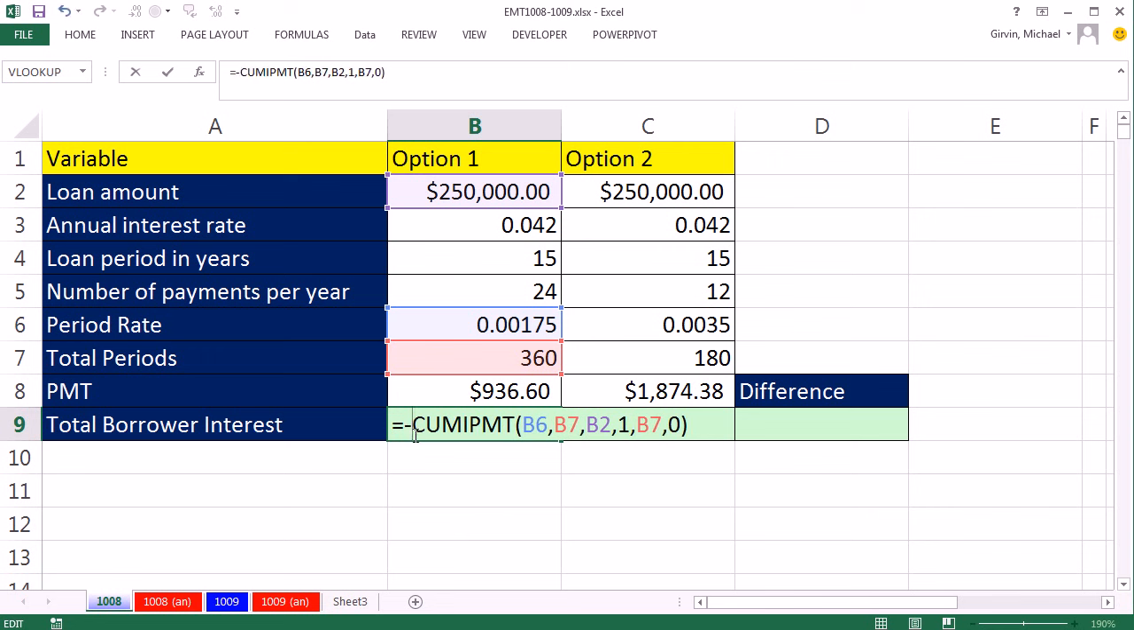Now I can simply subtract the difference. Equals arrow key minus arrow key. That's a great way to get cell references, and enter.